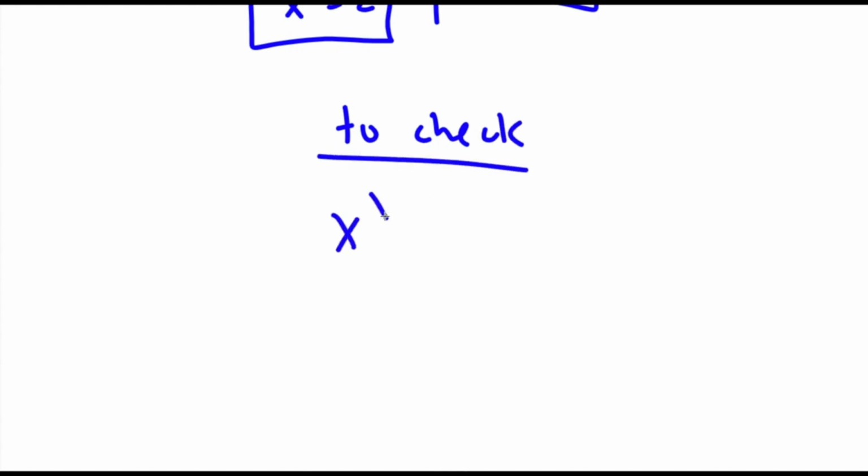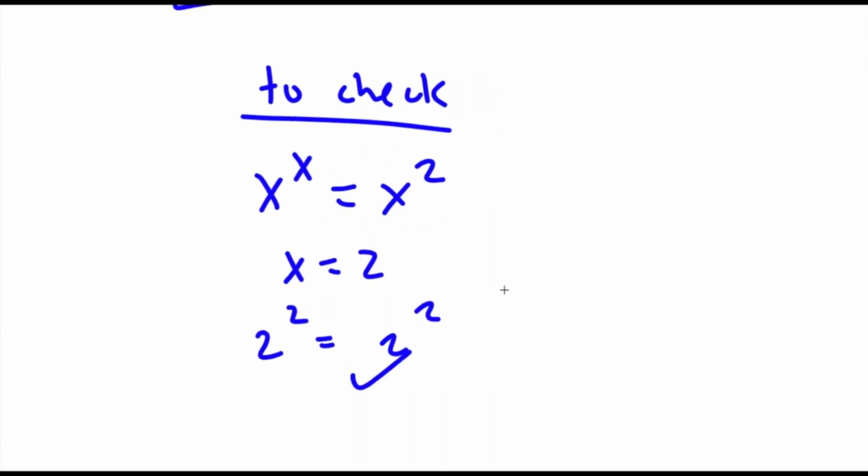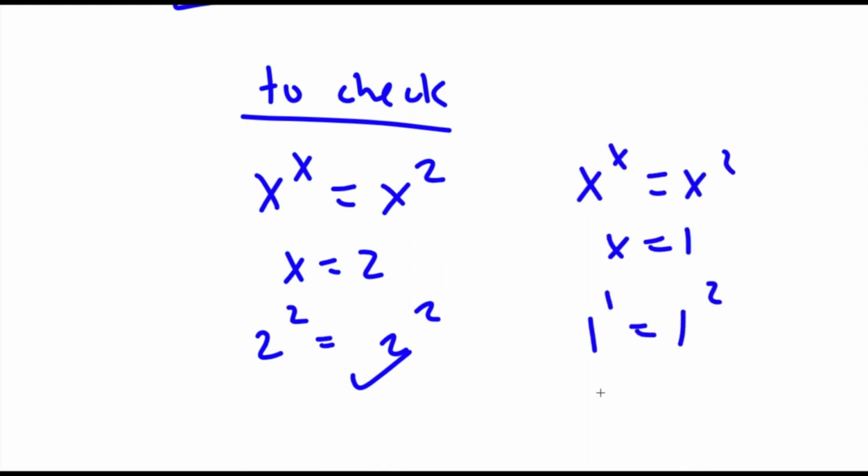we had x to the power of x is equal to x to the power of 2. Now if we first plug in x equals 2, I get 2 to the power of 2 is equal to 2 to the power of 2, and this is right. Now if I plug in x equals 1, I get 1 to the power of 1 is equal to 1 to the power of 2, 1 to the power of 1 is 1, and 1 to the power of 2 is also 1, so this is right as well.